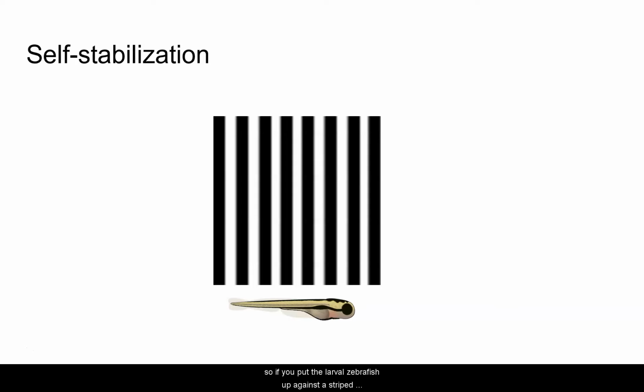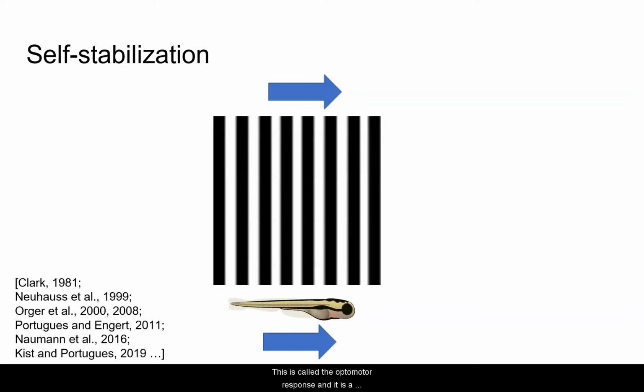and one of their most basic behaviors is self-stabilization. This behavior is visually driven, so if you put the larval fish up against a striped pattern that moves, it will swim along with the stripes. This is called the optomotor response, and it is a well-documented phenomenon.